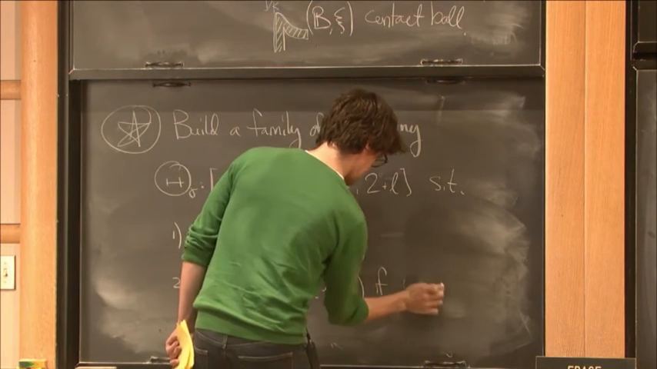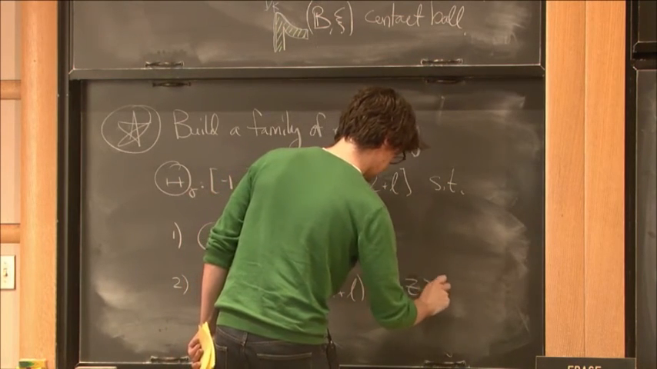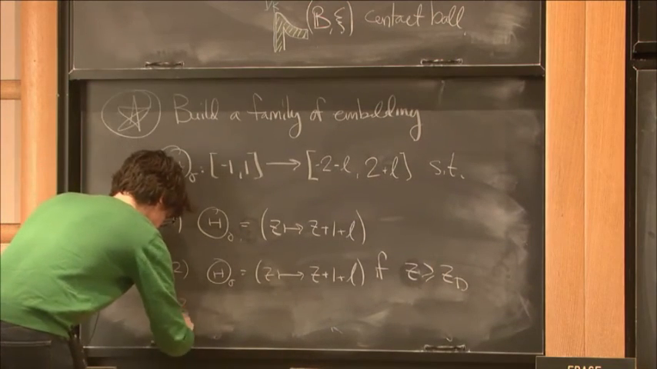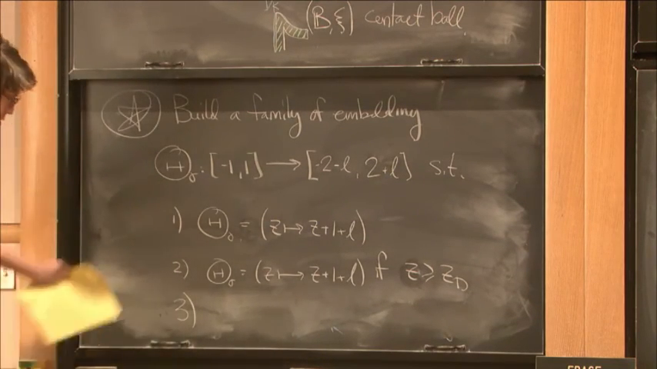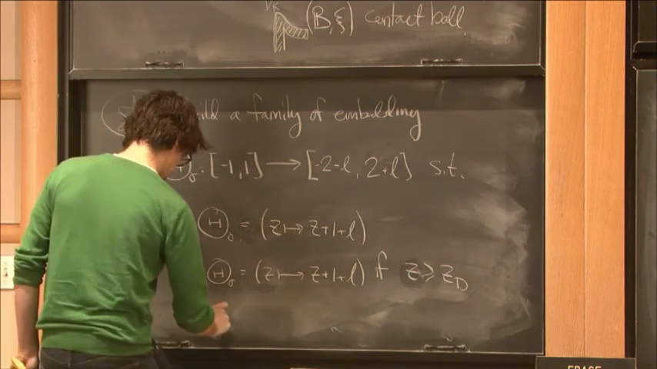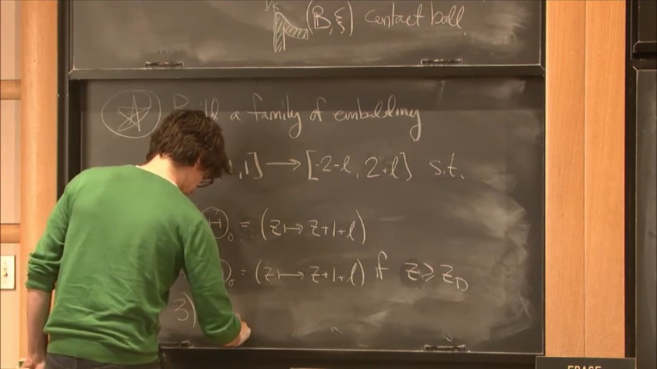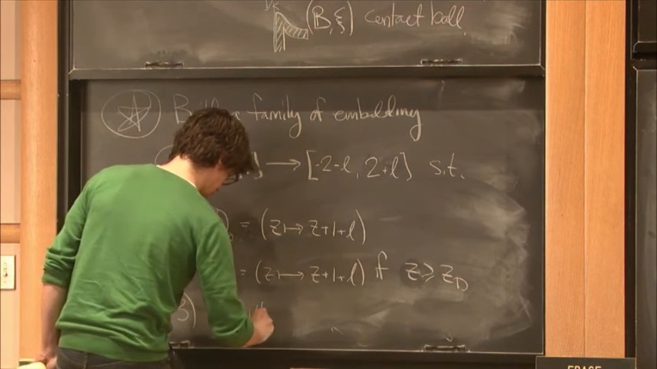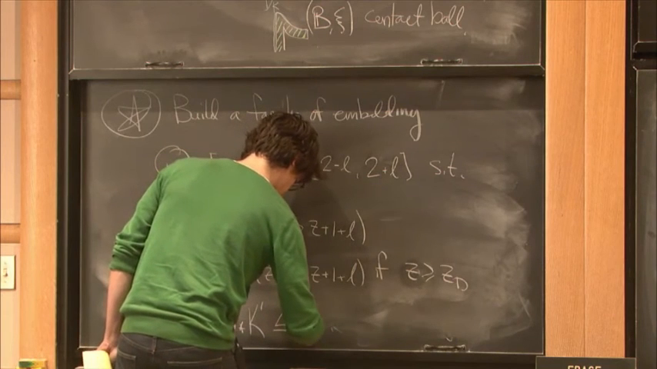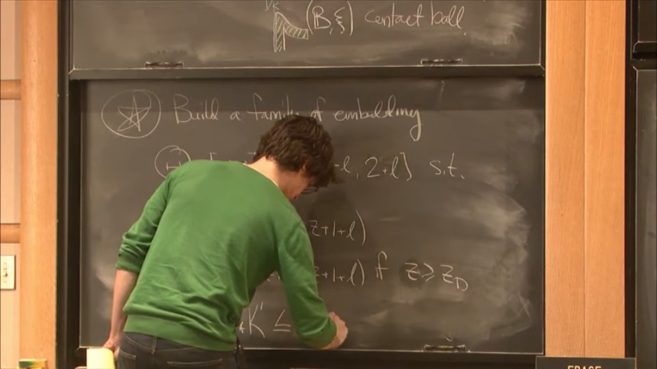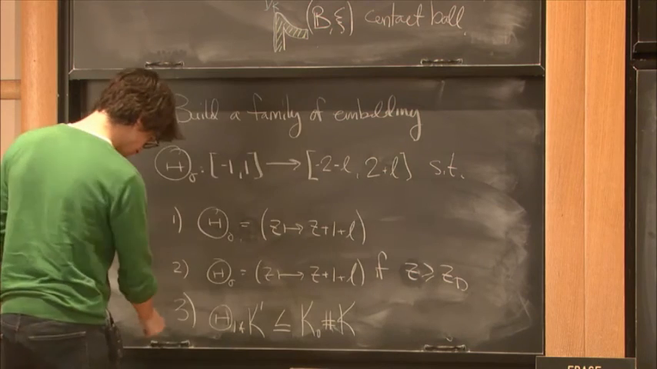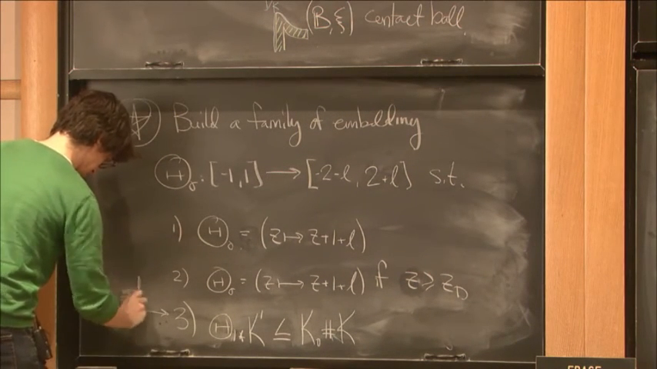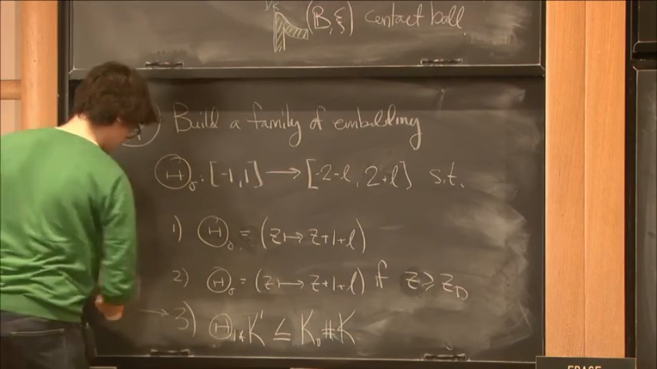If Z is bigger than or equal to ZD. And 3, the 3 is the kicker. Obviously you could always do the first two. We want that the final map applied to this K prime is less than or equal to K0 connect sum K. So this is the hard part in general, the part that's hard in higher dimensions.